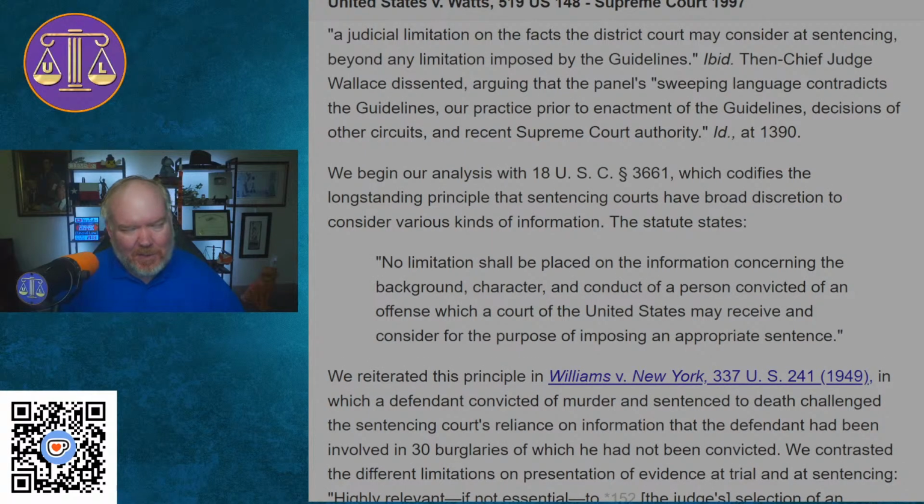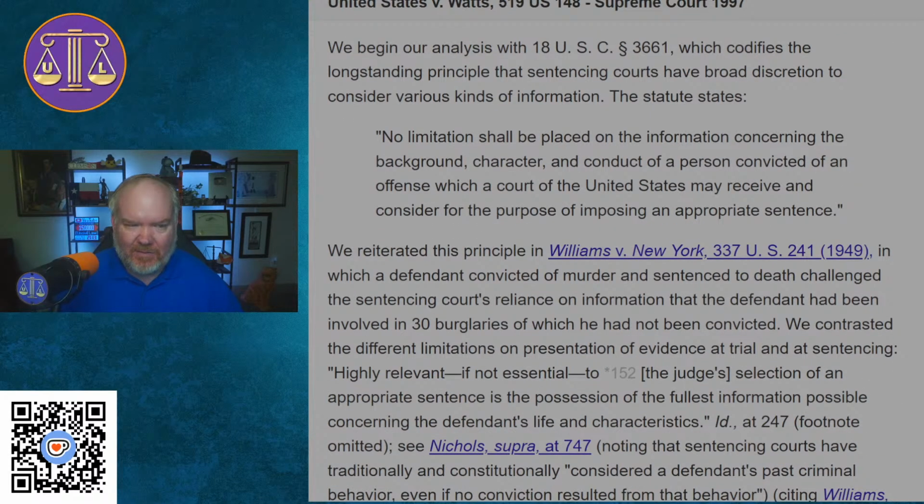All right, so here's what the Supreme Court has to say about this. We begin our analysis with the relevant U.S. Code, which codifies the long-standing principle that sentencing courts have broad discretion to consider various kinds of information. No limitation shall be placed on information concerning the background, character, and conduct of a person convicted of an offense for which the court may receive and consider for the purposes of sentencing. Now, again, this is what the U.S. Code authorizes, but if this were a constitutional issue, the U.S.